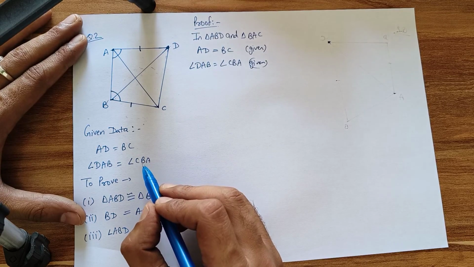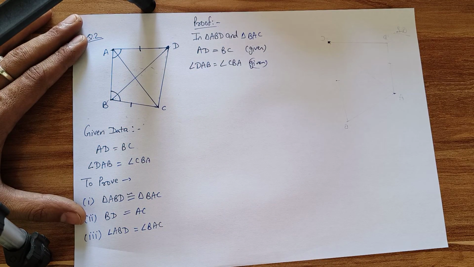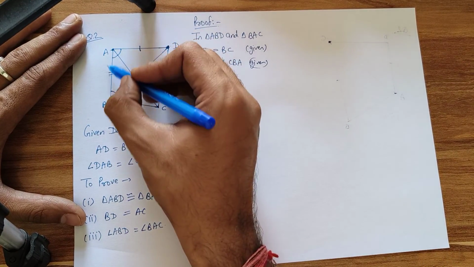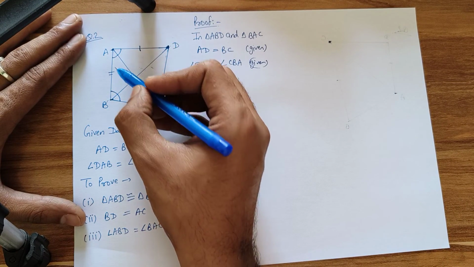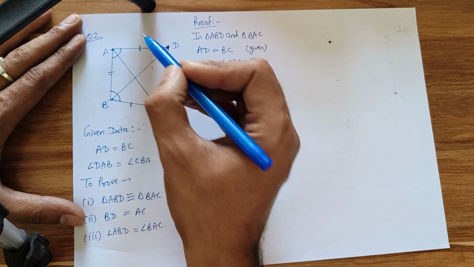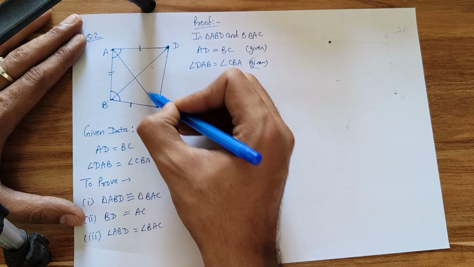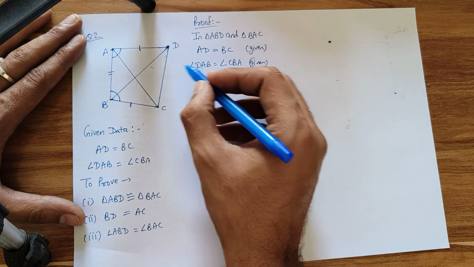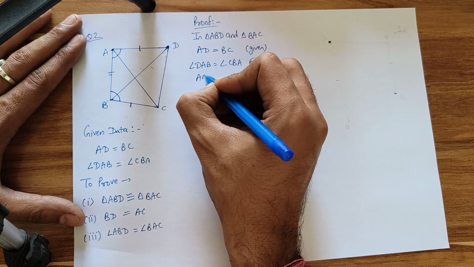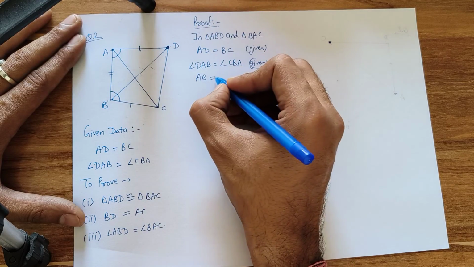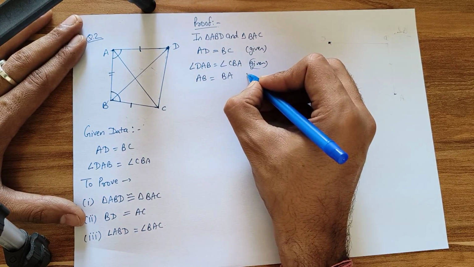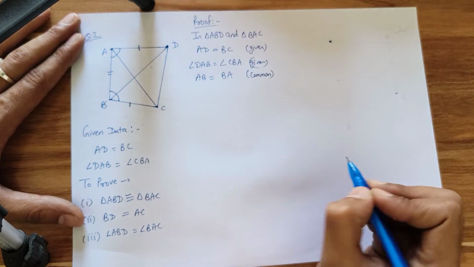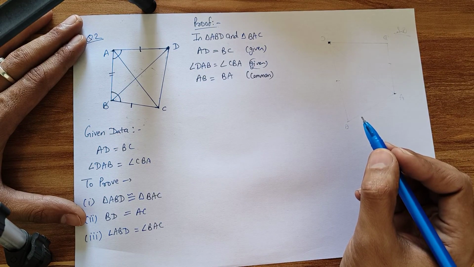And the third relation that is common in the data is about this side AB. The side AB is common in both the triangles. Side AB is coming in triangle ABD as well as in triangle BAC. So we can say side AB is equal to BA. The reason being, it is common.